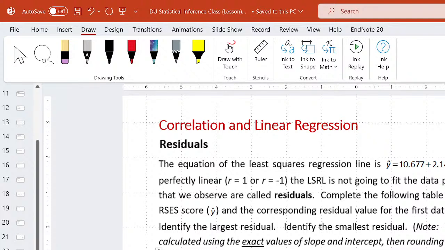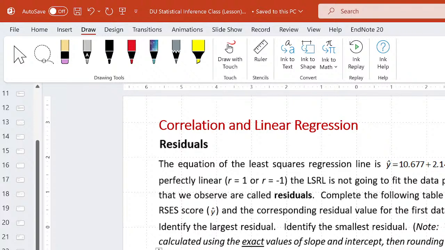Would a negative residual mean our model overpredicts or underpredicts? Well, if the residual is less than 0, it means that y minus y hat is less than 0. If y is less than y hat, that's the actual, and that's the predicted. So the actual is less than the predicted. Predicted is greater than the actual, you got an overestimate. An overestimate.